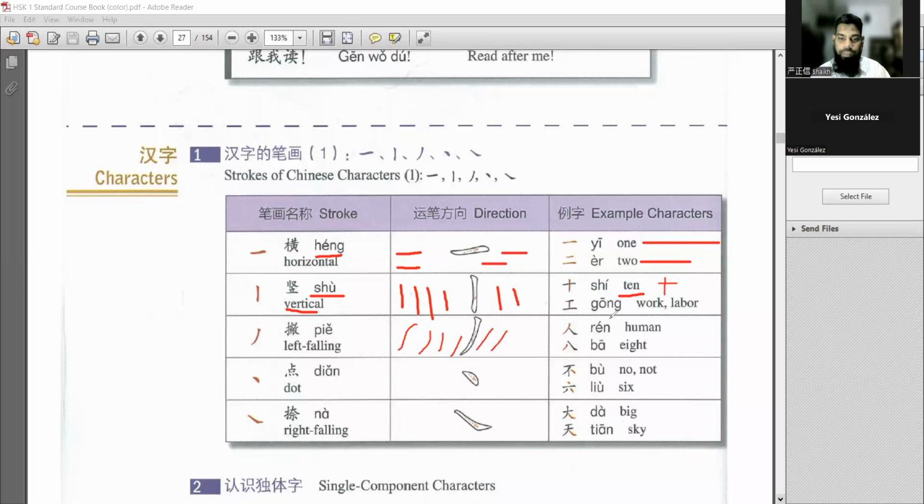Left falling. There are some of the Chinese characters in which you will find this stroke, that is ren. Ren means human, and this stroke is used in this character. And then we have this word ba, which means eight, and we also use this stroke in this character. And then we have dian. Dian means a dot in Chinese. So you will draw a dot like this. You can also see this dot here. This is also a dot, and this is also a dot.